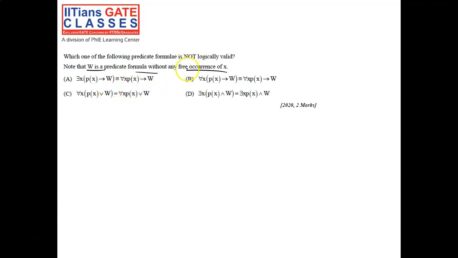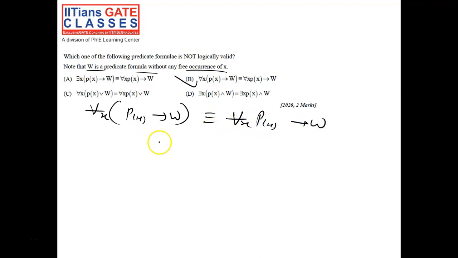Anyway, let's see which of these is not logically valid, and the answer actually will be B. Let's check all these options, don't worry, we will check all of them. First we will check option B. What is option B? Option B is: for all x, (P(x) implies w) is equivalent to (for all x P(x)) implies w. Let's check whether it is true or not.